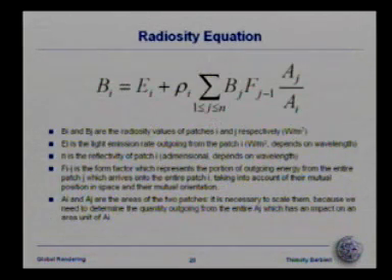And the other thing is the ratio of the two areas of the patches I am considering. If I'm considering a big patch over a smaller patch, then this has the effect of a multiplier, because it's a big patch with a lot of energy over a small patch, or the contrary.